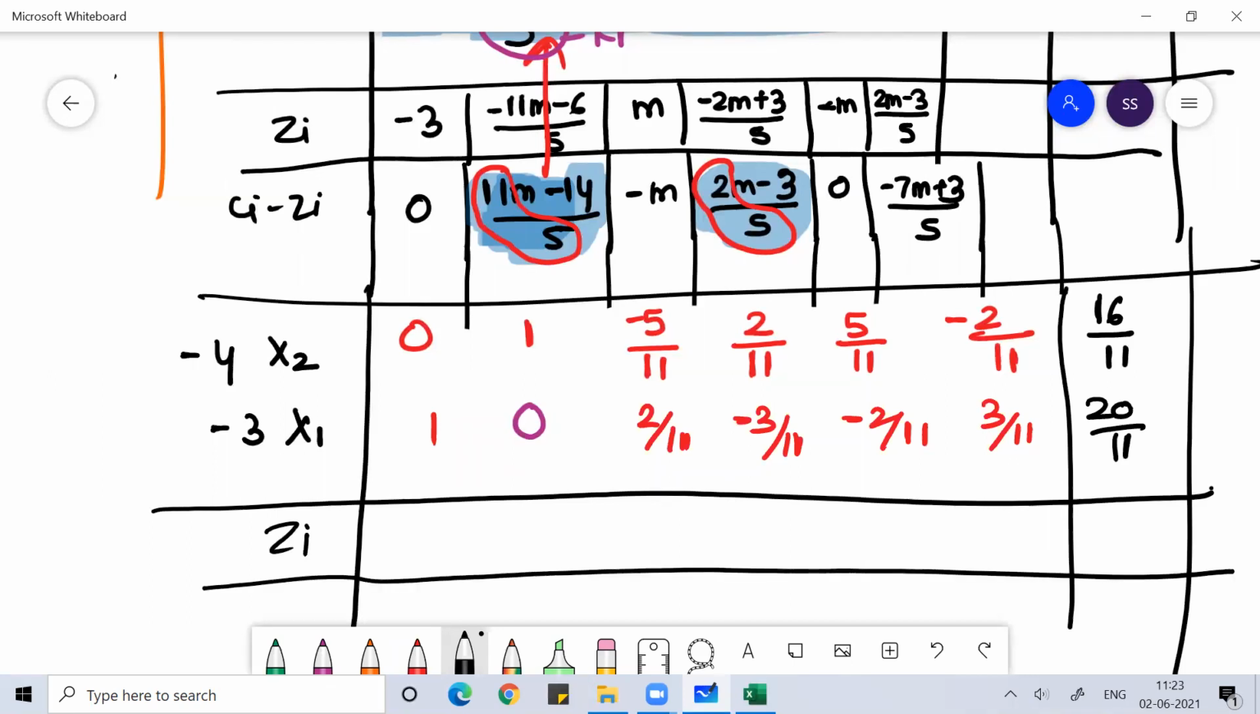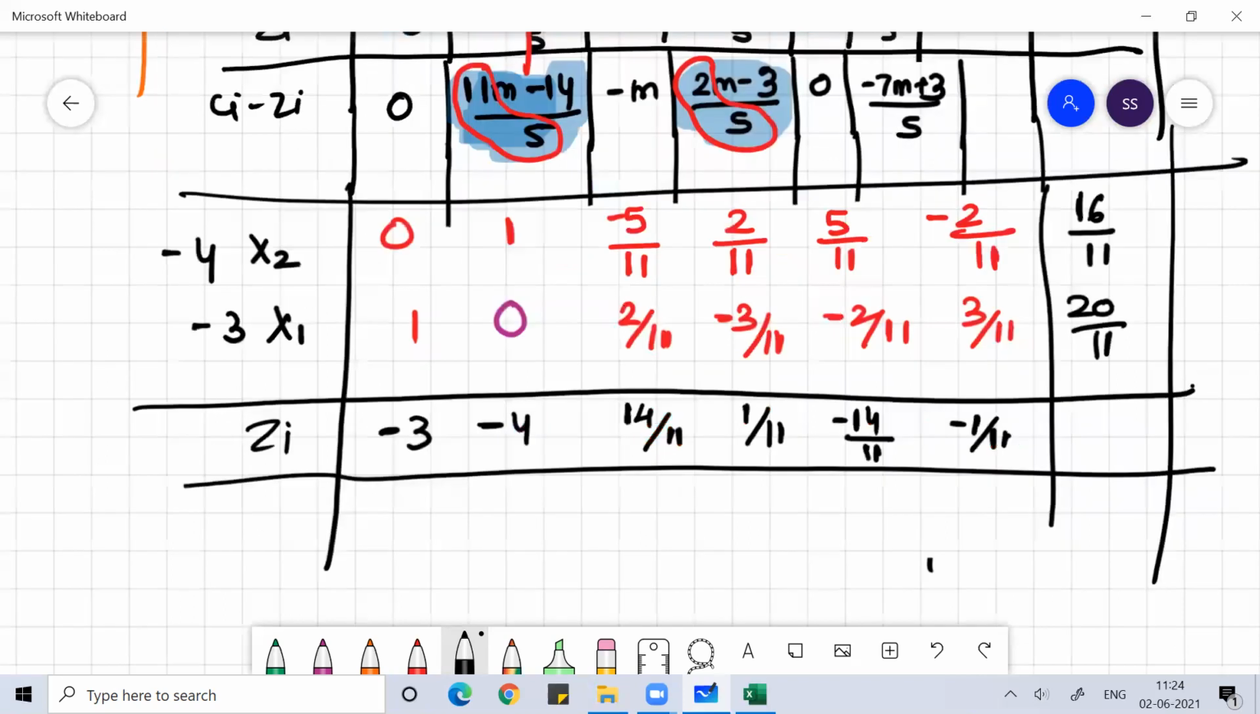So the Zj value is minus 3, minus 4. Okay, so this is 20. 20 minus 6 is 14, right? 14 by 11. 20 minus 6, 14. This is minus 8 plus 9, so 1 by 11. This is minus 20 plus 6, minus 14 by 11. This is 8 minus 9, minus 1 by 11. So you get all these values.